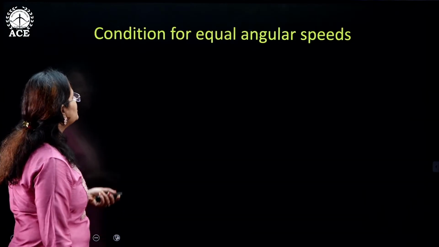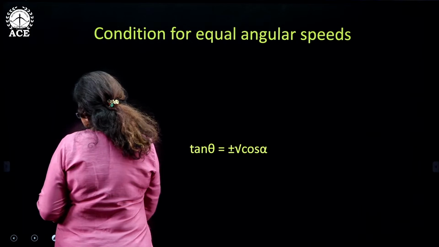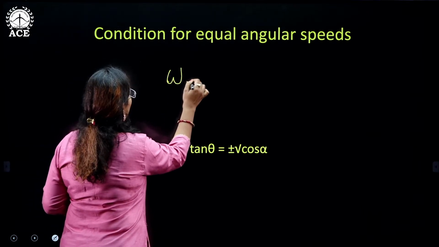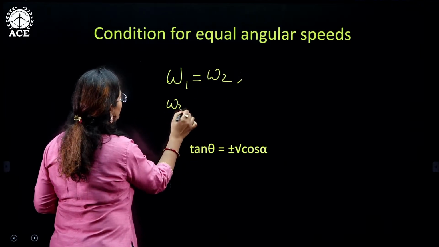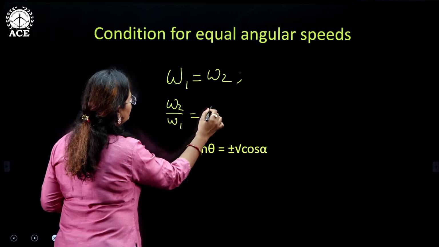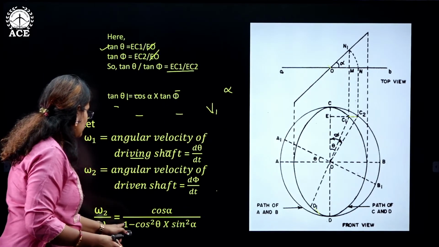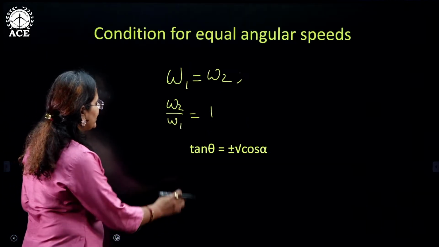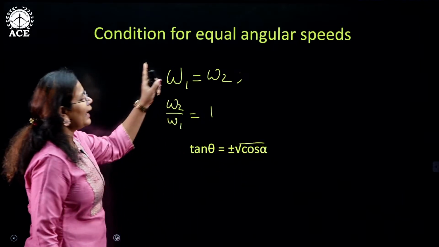There are different conditions for equal angles. When we consider equal angular speeds, we can consider omega 1 is equal to omega 2. Whenever we consider that, omega 2 by omega 1 will become 1. So if I consider this ratio to be 1, I can equate that and finally get the value for tan theta. This is the condition for equal angular speeds.